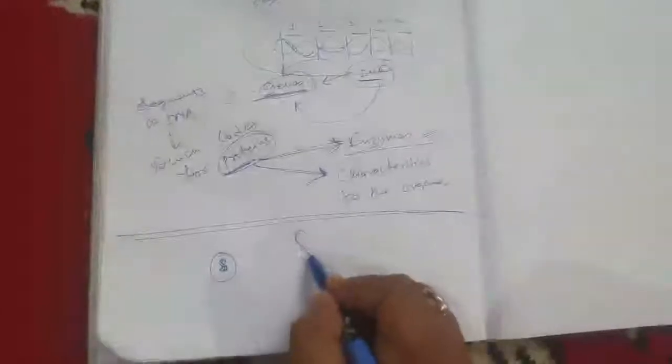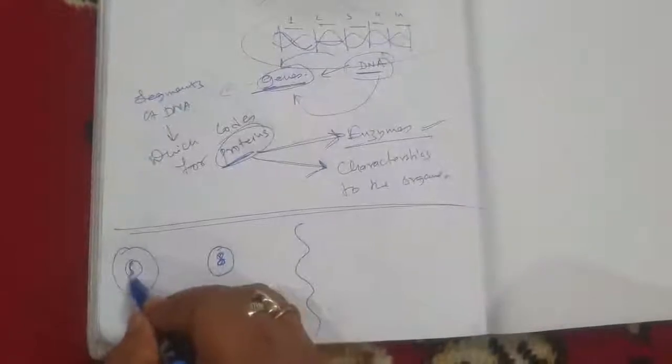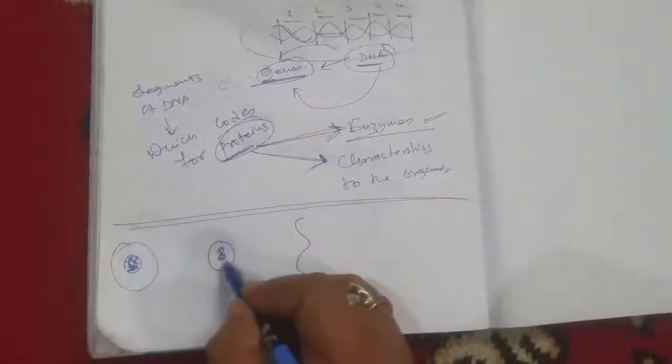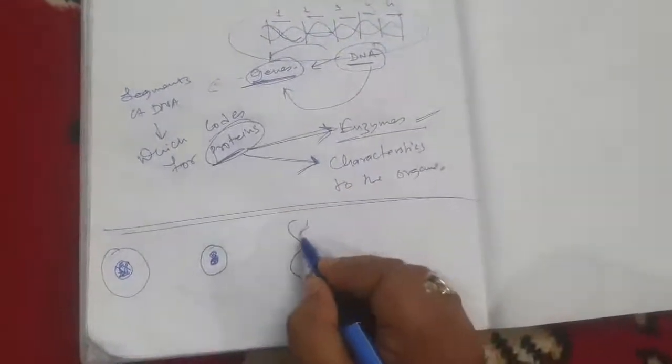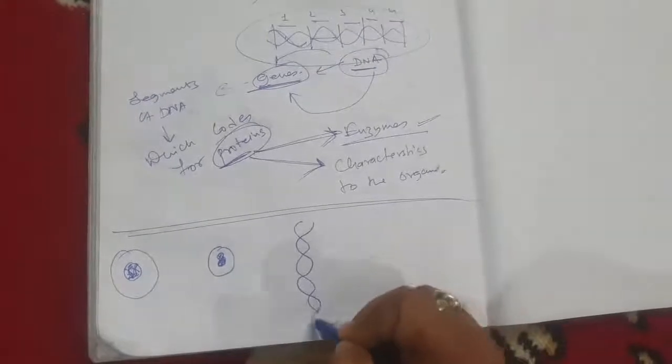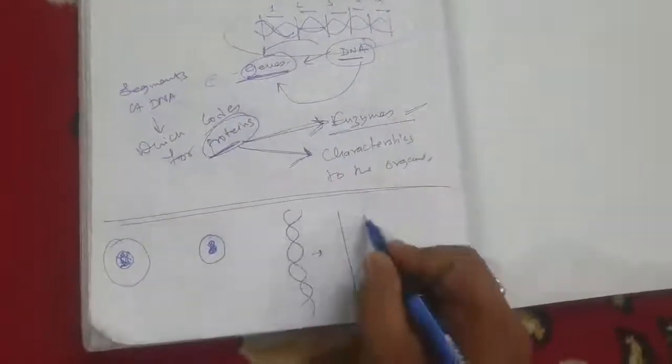Now, one interesting thing you should understand: the genes in the DNA, where is the DNA present? In a eukaryotic cell, it is present inside the nucleus. But in a prokaryotic cell, it is just in the cytoplasm. And the structure of the DNA, if stretched, if uncoiled, will be like this. But if you still uncoil this, there are two strands of the DNA. Are you getting my point?